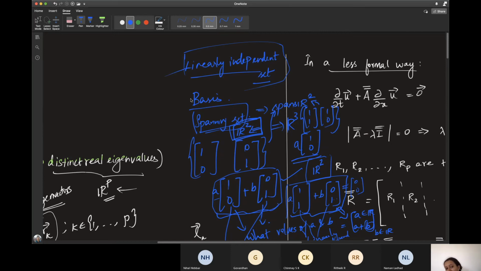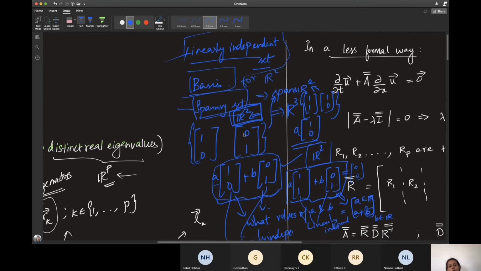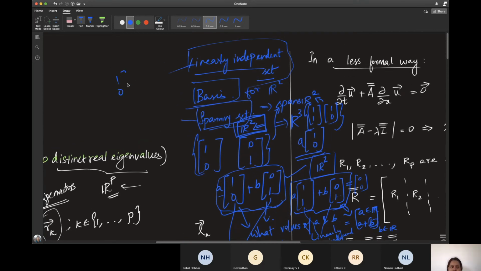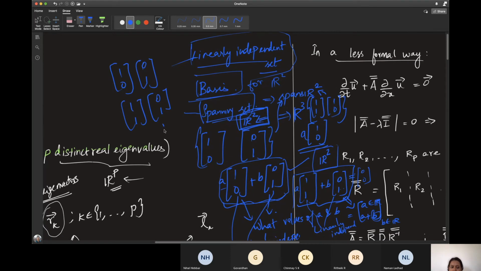Now, when a set is both linearly independent and can span the whole space, then we call it a basis for R2 or R3, whatever. So now 1 0 and 0 1 is a basis for R2. 1 1 and 0 1 is a basis for R2. 1 1 and 1 0 is a basis for R2.